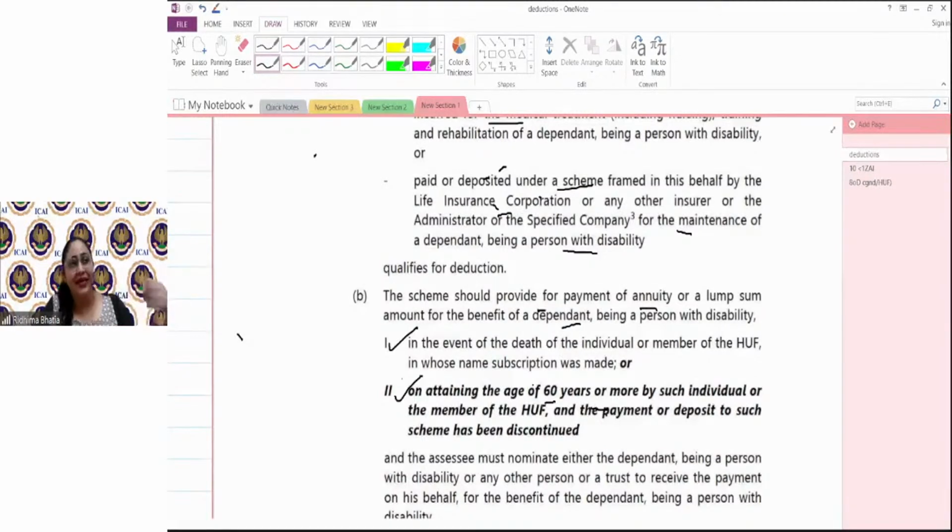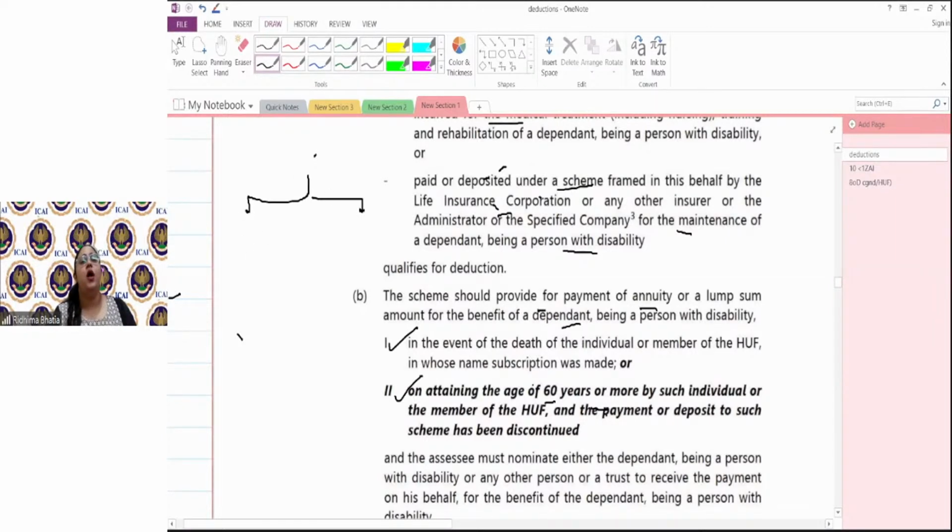Also, if you are maintaining, and you're also putting a certain amount into an insurance scheme through which the dependent disabled might get some return for maintenance in case the assessee dies, or in case the return comes once the assessee has attained the age of 60 years and the premiums have stopped. Both the things. Now, the question which still remains unanswered is, what is the quantum of deduction? How much deduction would be allowed?